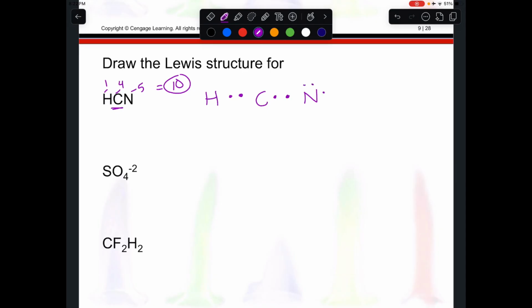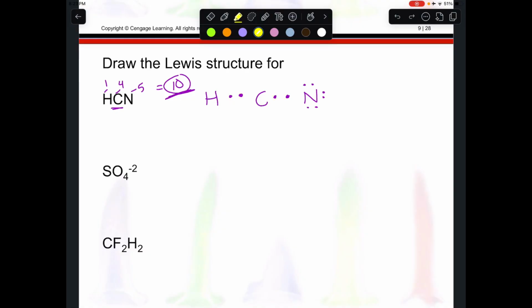So I'm going to go ahead and connect this side, but nitrogen does need 8. So I'm going to go ahead and fill that in. And so right now I have currently used all 10, but the problem is this carbon only has 4 electrons or 2 bonds, and carbon can never, ever, ever, ever have more than 4 bonds or less than 4 bonds. Never, ever, ever. Carbon is not an exception in any case.